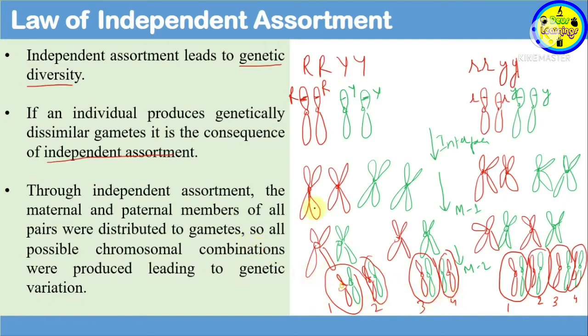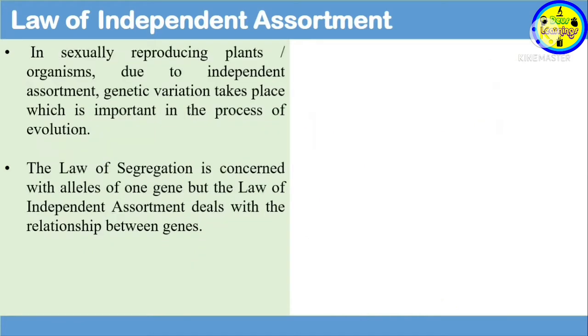Here also 1, 2, 3 and 4. So what will be here, because this is a pure form, so it will be RY, RY, and same as RY and RY, and here also each one will possess the small r, small y combination, all the one. And when they come for combination, what will happen? Different types of combination can occur, and because of which a huge genetic variation can form.